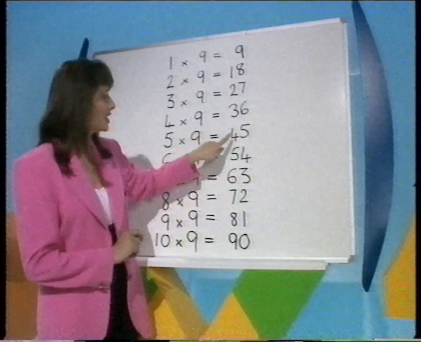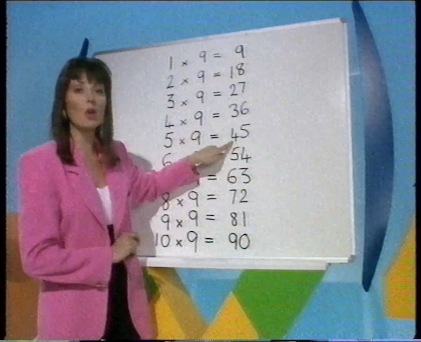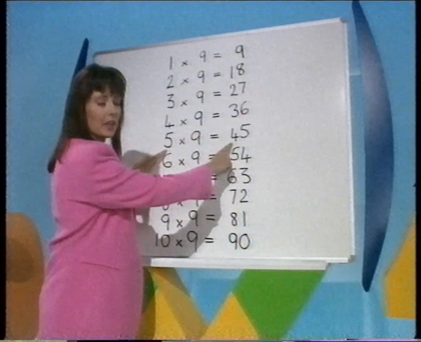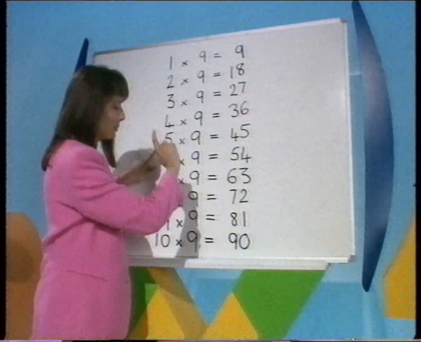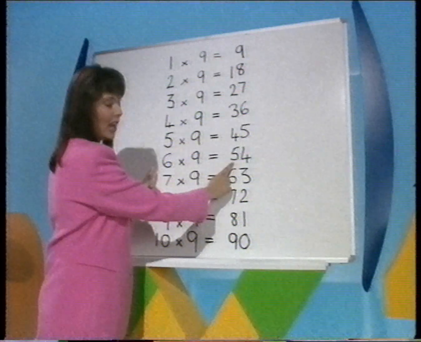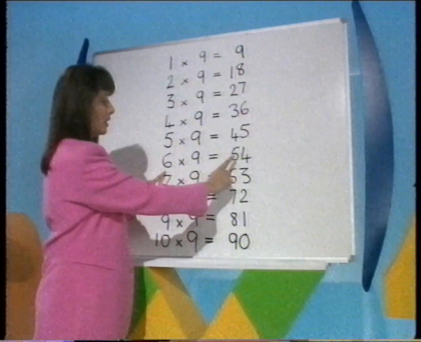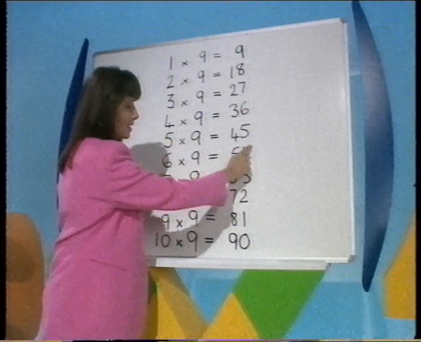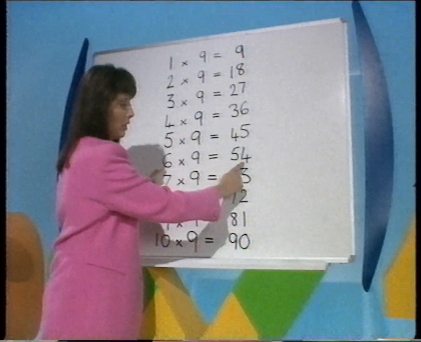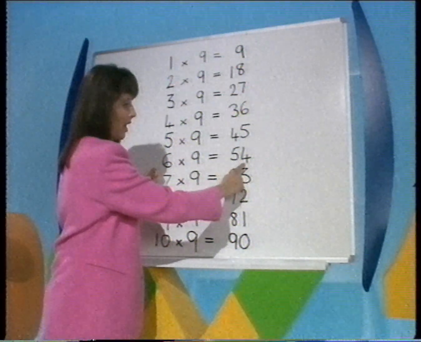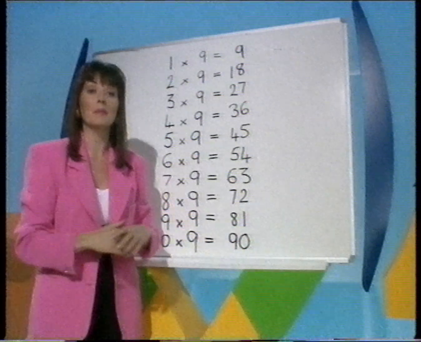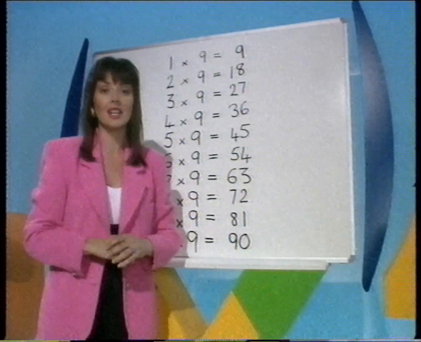And the figure in the tens column of the answer is always 1 less than the number you've multiplied 9 by. So, sounds complicated, but look at this. 6 times 9. The figure in the tens column will be 1 less than 6, so that's 5. And we know that this answer must add up to 9. So, the answer is 5, then 4. 5 plus 4 is 9. The answer is 54.